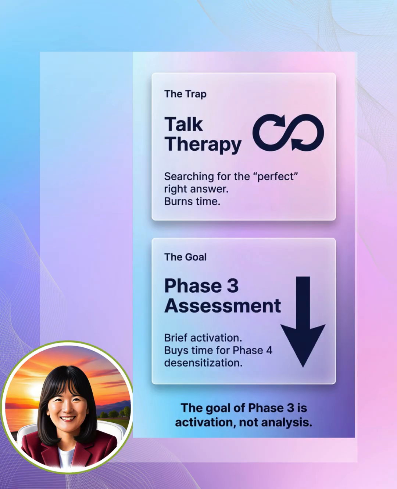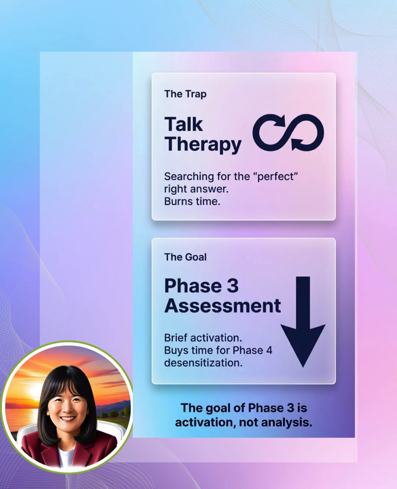Phase 3 assessment is often brief because the goal is to activate the experiences so we can move into the Phase 4 reprocessing and put most of the time in the Phase 4 reprocessing. Identifying the negative cognition is an important part of the Phase 3 assessment.